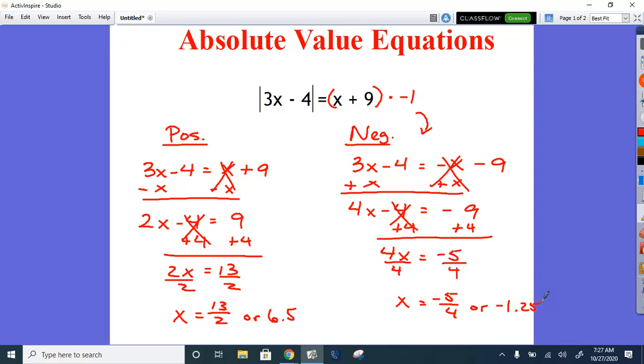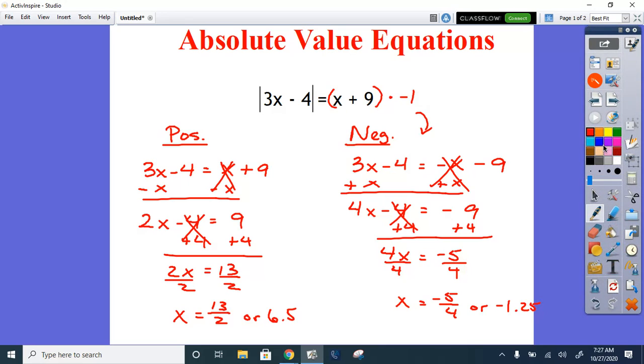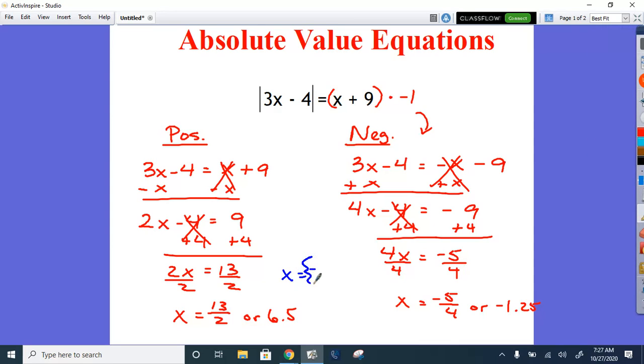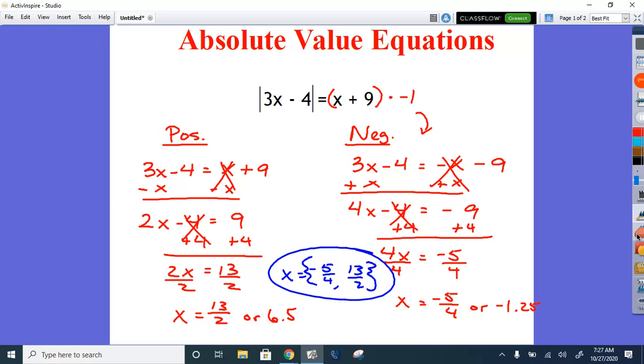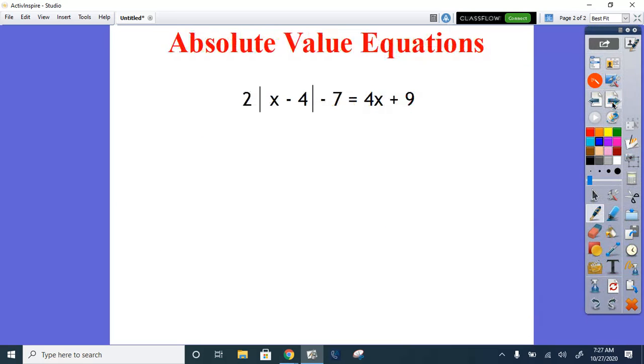So if I'm writing that in my set for my final solution, x would be negative 5/4 and 13/2. There's my final solution. I go to my second example.